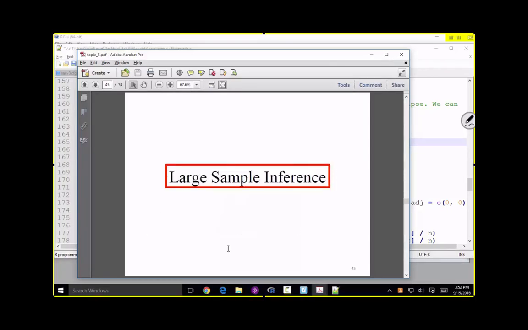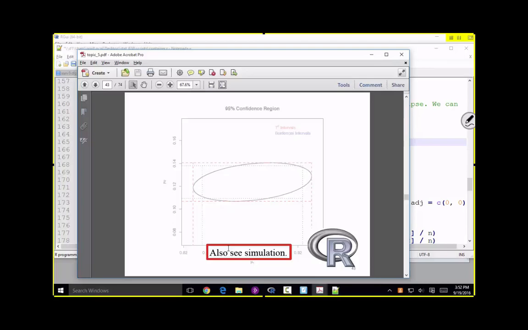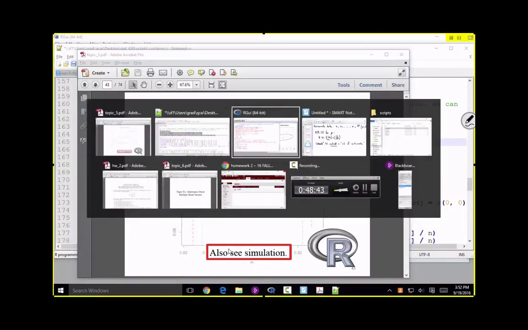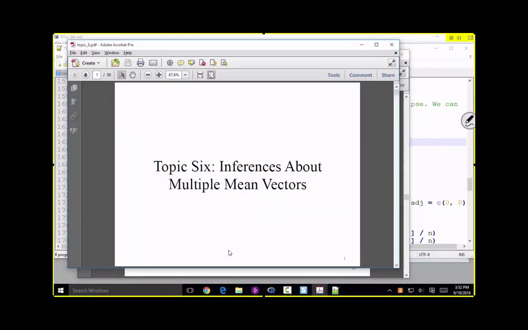So that's basically it for topic 5. Topic 6 we'll go through pretty quickly next time. It's the same basic stuff, except now instead of just one mean vector, we're going to talk about 2 mean vectors, and then 3 mean vectors. So by the end of the week, we'll know how to do inference on mean vectors generally, including multivariate ANOVA. Okay, see you Wednesday.